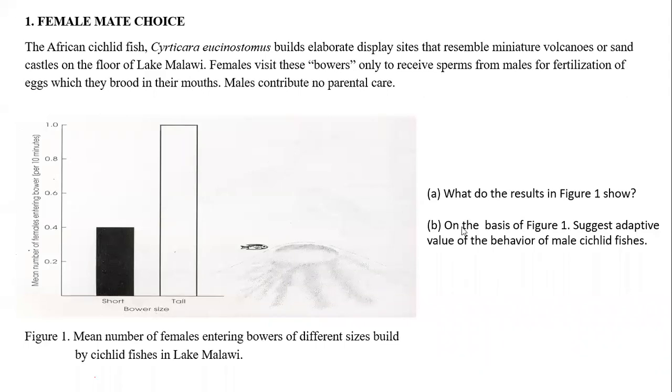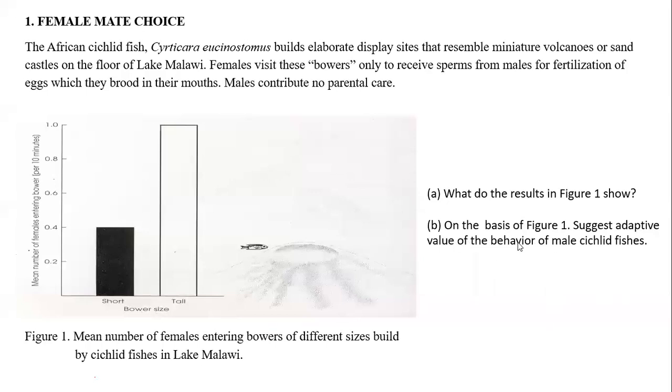And then the next question says, on the basis of figure 1, now on the basis of what we have just discussed, suggest the adaptive value of the behavior of male cichlid fish. What is the adaptive value of the behavior of male cichlid fish? Now, in this question, there are a couple of things we need to think about before we even start writing or thinking anything. Number one, we must ask ourselves, what is meant by adaptive value of behavior?